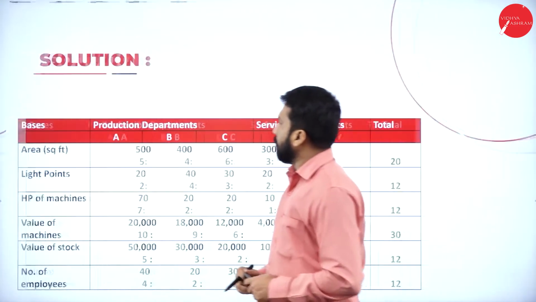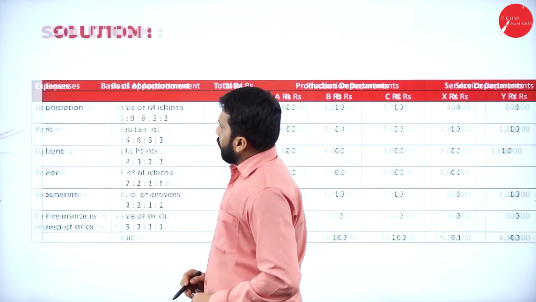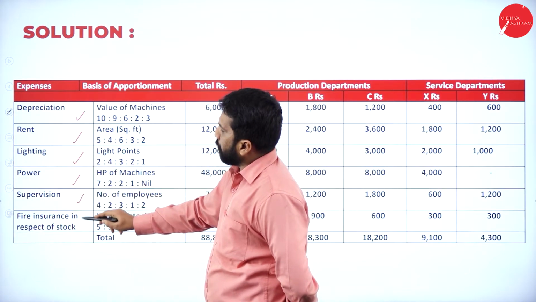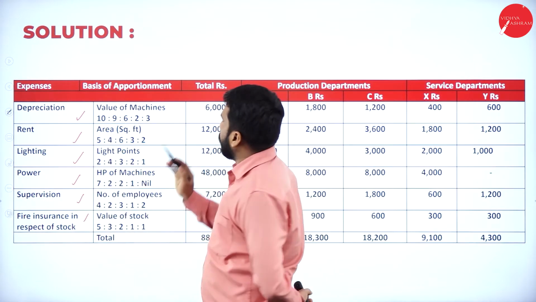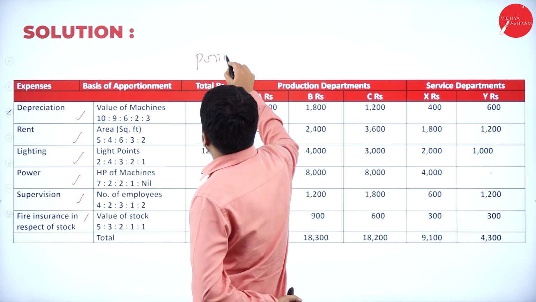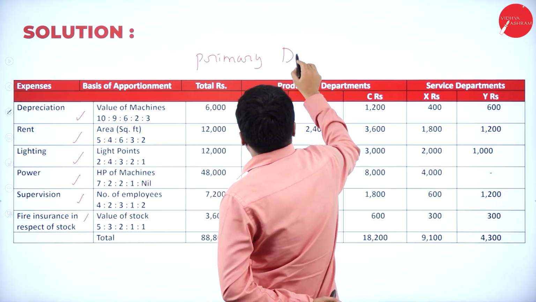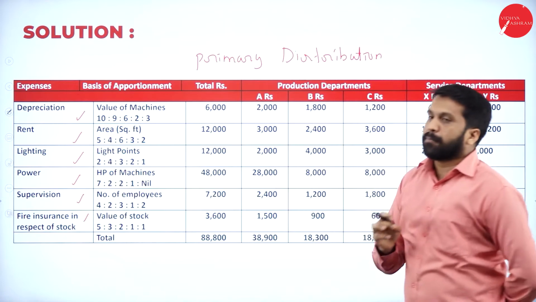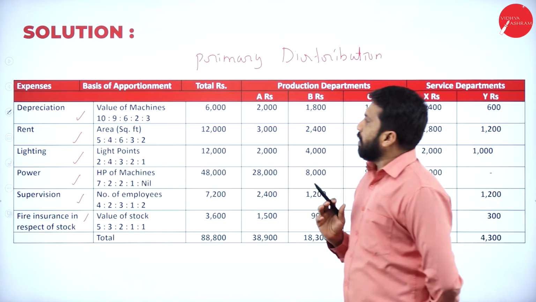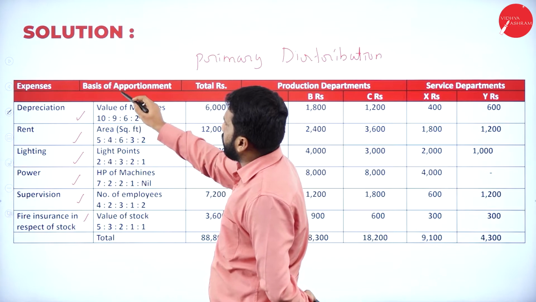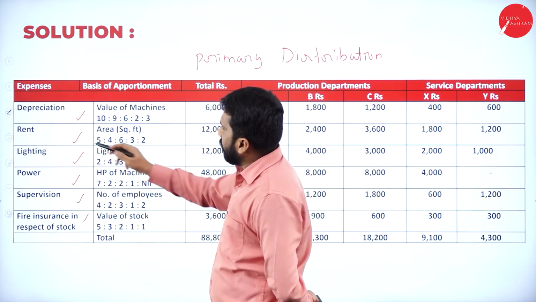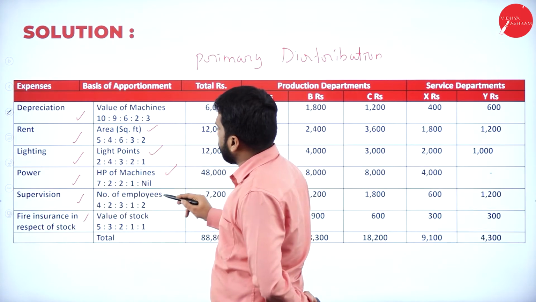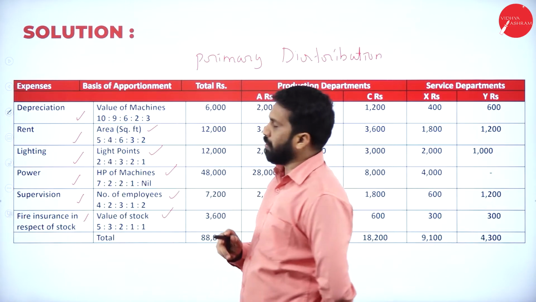Yes. Now, see. We have written expenses: depreciation, rent, lighting, power, supervision, fire insurance in respect of stock. What is the heading? Primary distribution. Now, in this, the basis is what? Value of the machine. Rent, floor area; lighting, light points; power, HP; supervision, number of employees; fire insurance, value of stock.